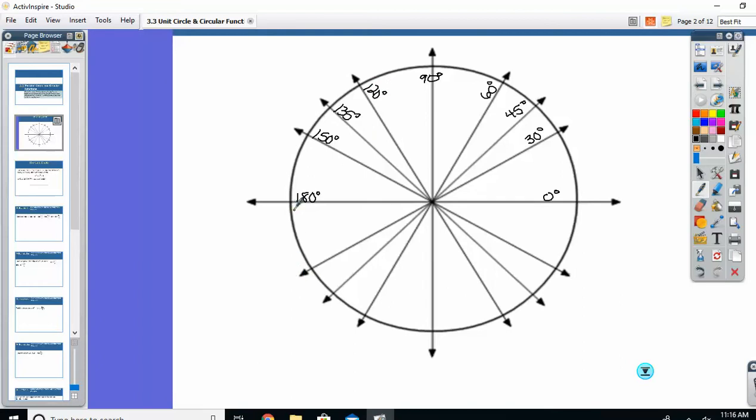Quadrant 3, we add our reference angle. So 180 plus 30 is 210. 180 plus 45 is 225. 180 plus 60 is 240. 180 plus 90 is 270. In the fourth quadrant, we do 360 minus. So 360 minus 30 is 330. 360 minus 45 is 315. 360 minus 60 is 300.